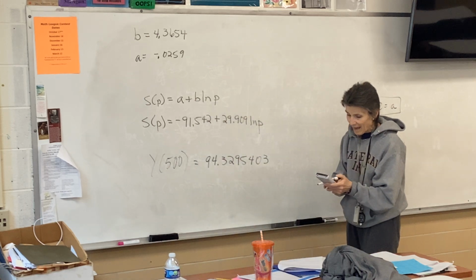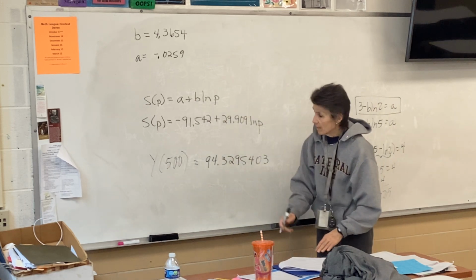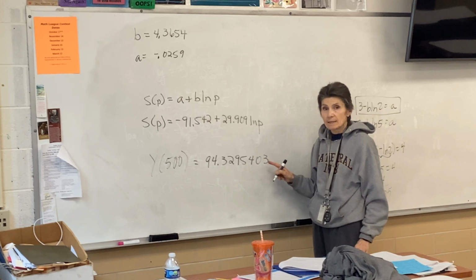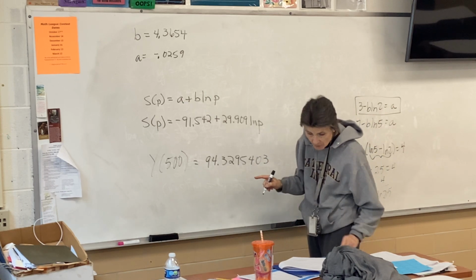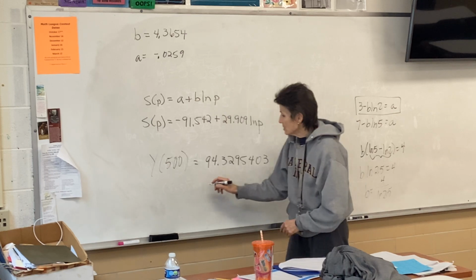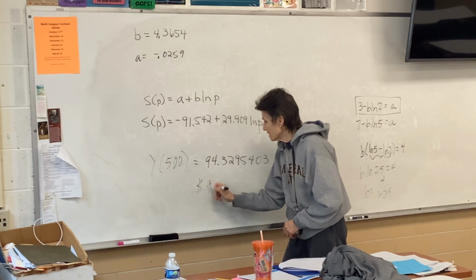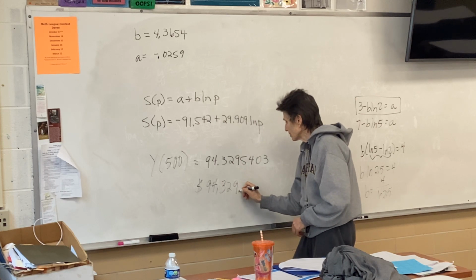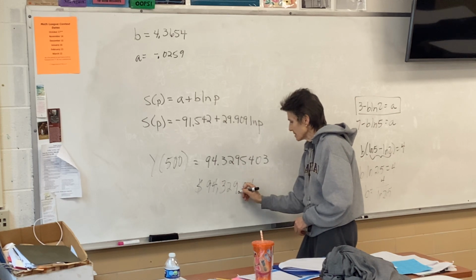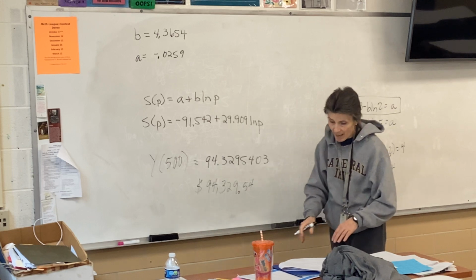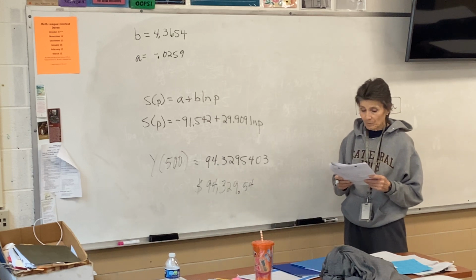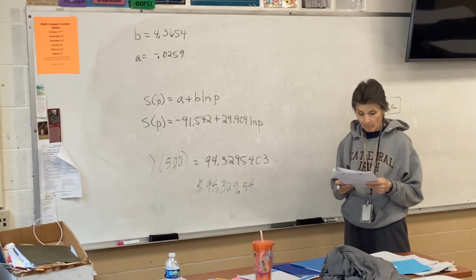So what does that mean? That's a salary, that's a Y value. That's a salary in thousands of dollars. So that salary is $94,329.54. That's how much that pastor should make for a church with 500 people.